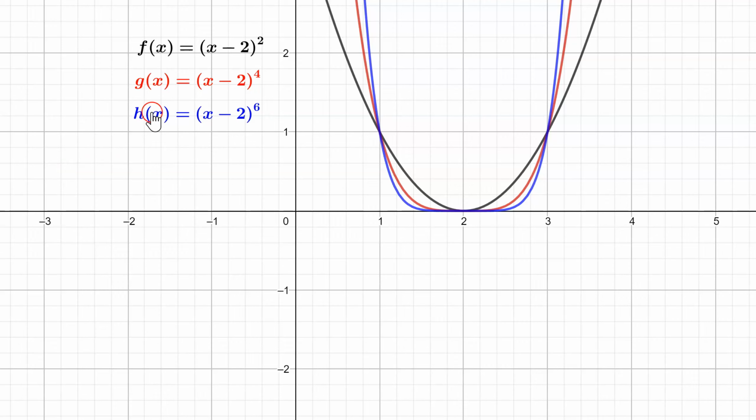Looking at my next function, I have h of x equals x minus 2 to the 6th power. Again, an even number. Do I have the same basic shape? Yes. And finally, let's look at j of x. When I have x minus 2 to the 8th power, my multiplicity is 8. Do I get the same basic shape? Yes. So when the multiplicity is even, the graph is going to touch the x-axis and then turn around at the 0. So let's see if we can summarize that information.